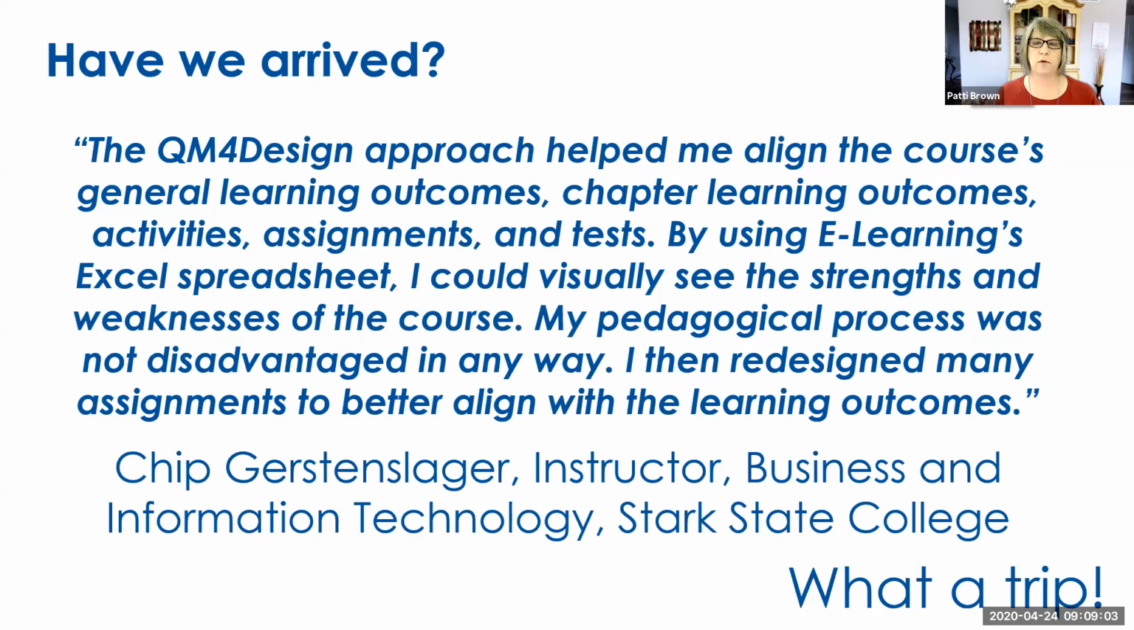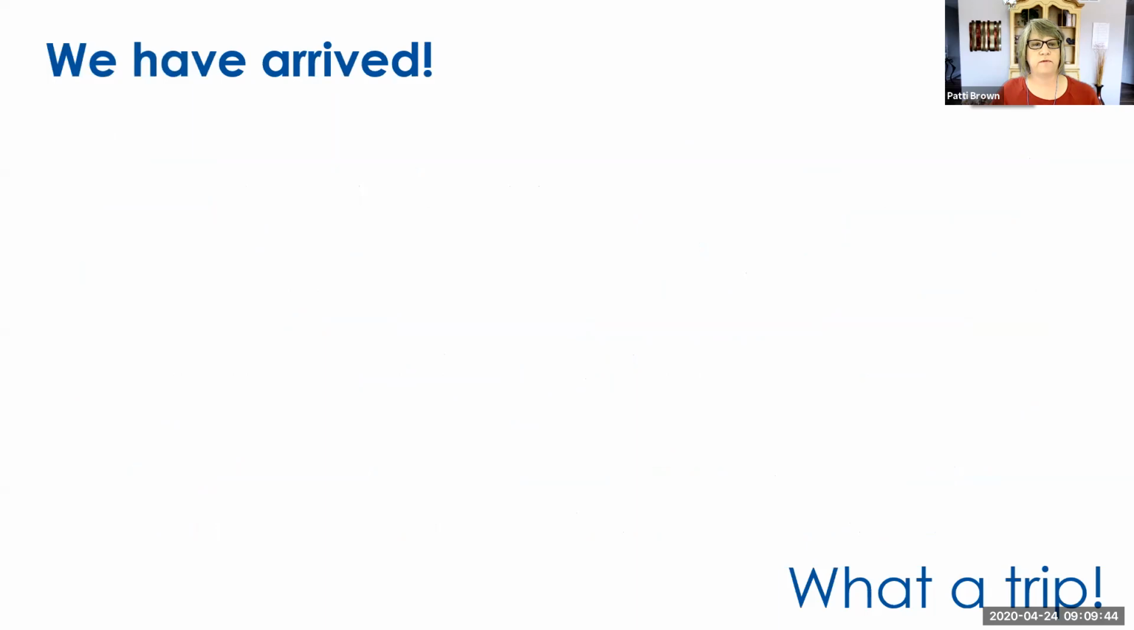This is Chip, whose particular worksheet I was showing you. He says the QM design approach helped me align the course general learning outcomes, chapter learning outcomes, activities, assignments, and tests. By using eLearning's Excel spreadsheet, I could visually see the strengths and weaknesses of my course. My pedagogical process was not disadvantaged in any way. I then redesigned many assignments to better align with the learning outcomes. I don't know what else I can ask from a faculty member that has to say something like that. To me, that's amazing, because it's all student-centered. We want to make a really good course and make sure that they're aligned. So I was really excited with some of this feedback.